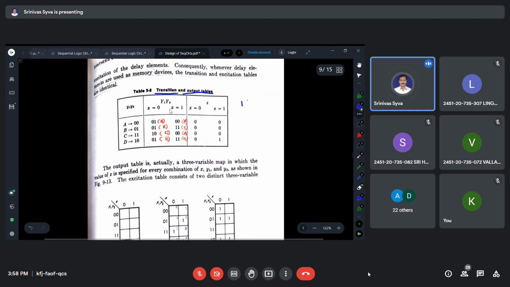Actually here capital Y1 is nothing but y of t plus 1, the next state, which will represent the D flip-flop after the clock pulse. So whatever is there inside will appear in the output after one clock pulse. So here Y1 is the next state. Output equation. So the next state of the flip-flops is Y1 Y2, and that's it.